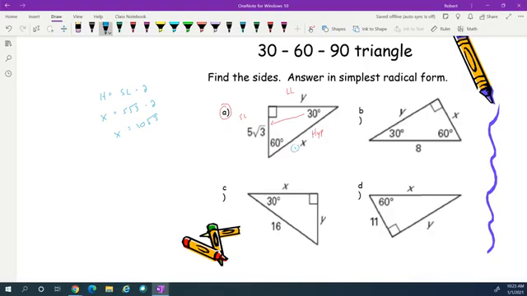So that was the first part. The second part of the problem is looking for y, the long leg. So I'm going to use the other formula. The long leg equals the short leg times square root 3. The long leg is y. The short leg is 5 square root 3, and I'm multiplying by square root 3. That's 5 square root 9, which is 5 times 3, and y equals 15. Okay.